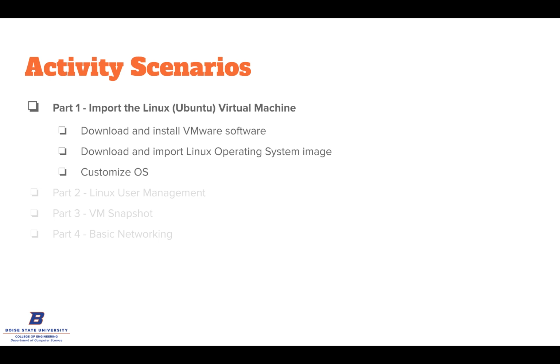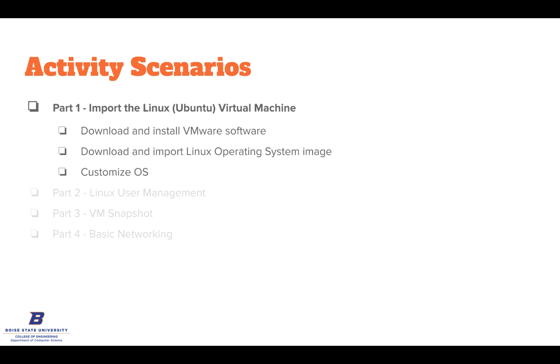So as I said, in part 1, you're going to first download and install VMware software. I'm going to show you what VMware software looks like. It's called virtualization software. In just a second, I'll pull mine up so you have an idea of what I'm talking about here. After you install the software, you're going to download and import our Linux operating system image, it's called.